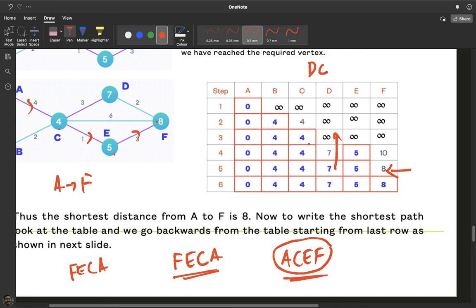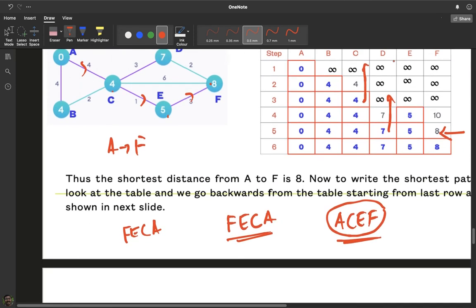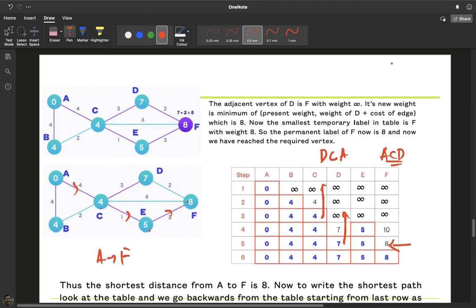Once you reach C, again look for the row in which it had an immediate change. It was the first row, and in the first row it was A. So A, C, D is the shortest path from A to D. Likewise, you can find the shortest path from A to any other vertex. So this is Dijkstra's algorithm. I hope it is clear.